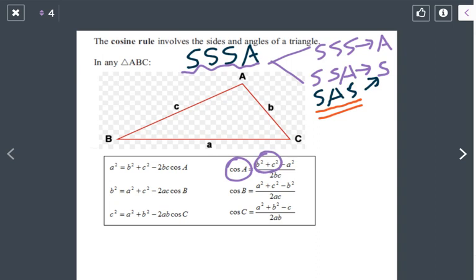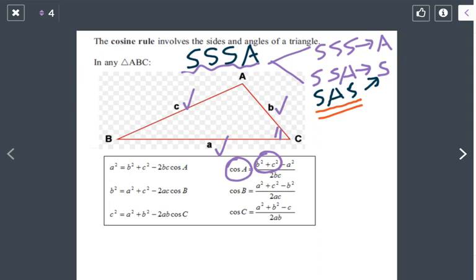So we have cosine B equals c squared plus a squared subtract b squared over 2ac. Try to memorize this pattern. Then we try cosine C equals b squared plus a squared subtract c squared over 2ab.